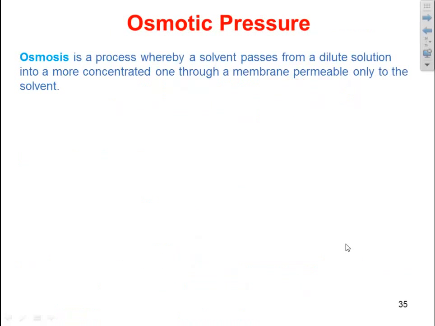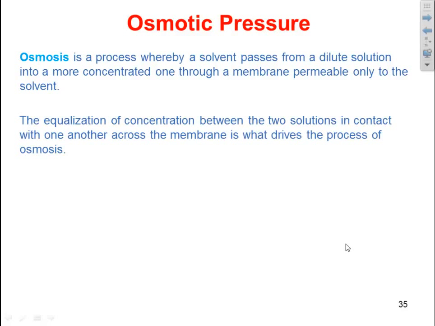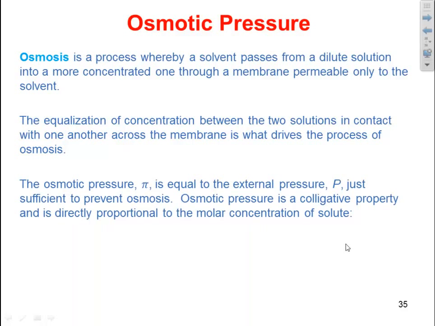The last topic that we're going to cover is osmotic pressure. Osmosis is the process whereby a solvent passes from a dilute solution into a more concentrated one through a membrane permeable only to the solvent. The equalization of concentration between the two solutions in contact with one another across the membrane is what drives the process of osmosis. The osmotic pressure, symbolized by pi, is equal to the external pressure, P, just sufficient to prevent osmosis.